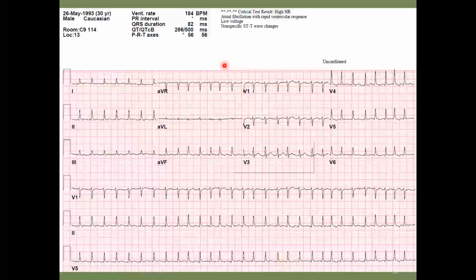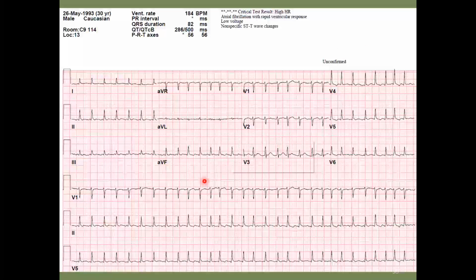So good job. Maybe I made these too easy for you, too basic. All right. So here again, you can see that this patient, if you look down here, you've got a little bit of irregularity in here. So this patient is also in AFib with a rapid ventricular response.